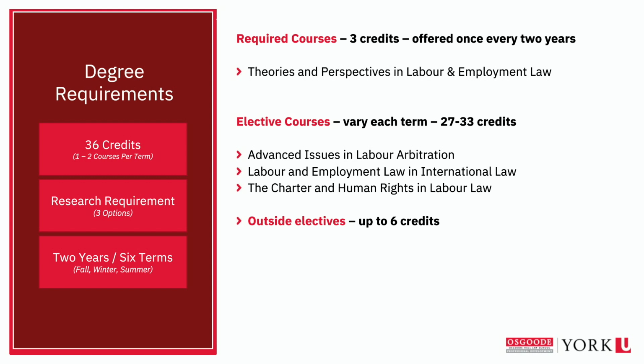If you choose to take an outside elective, so something from one of our other 15 professional LLM specializations, you can choose to do that for up to 6 credits of your coursework. In order to complete a professional LLM degree, you'll be doing 36 credits worth of coursework over a 2-year period. Typically, you'll be taking 1 or 2 courses per term. If you're taking 2 courses in a term, they will usually be one after the other rather than running at the same time, and this makes it a little bit more manageable for our part-time students.